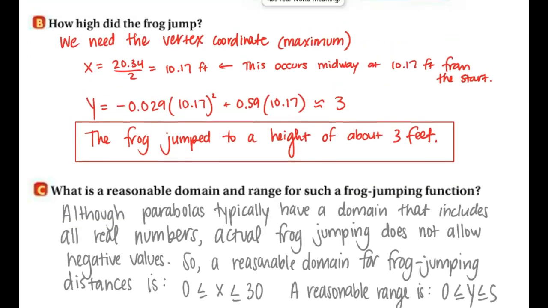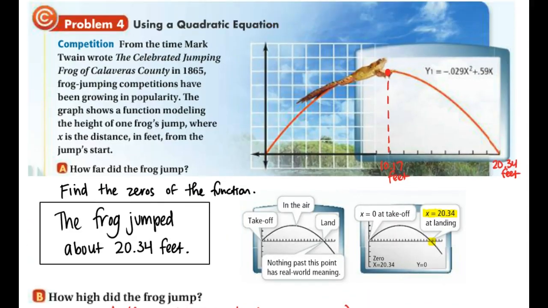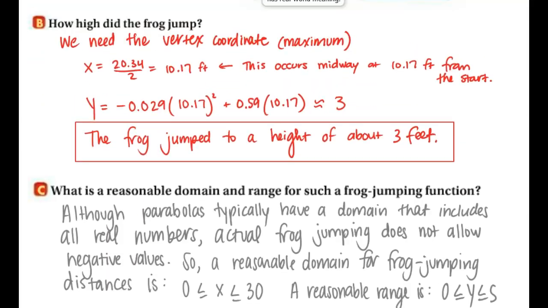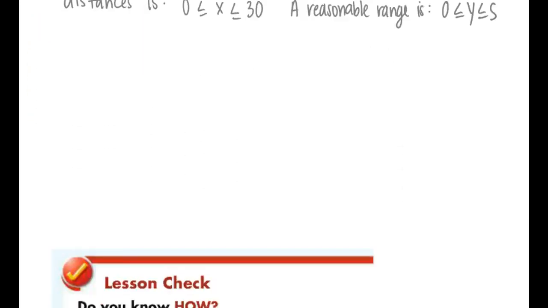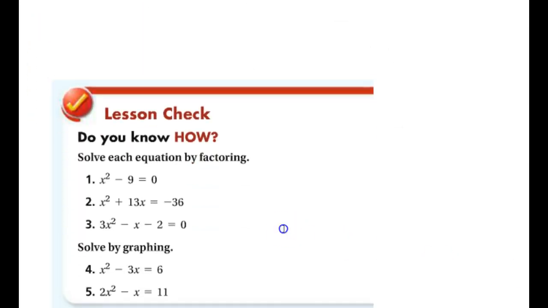For the range, a reasonable range would be 0 to 5. So 0 is less than or equal to y, which is less than or equal to 5. And I did include a couple extra feet just in case there was a frog that could jump a little bit higher than this frog. So that completes our real life example. And now we just need to do the lesson check problems.